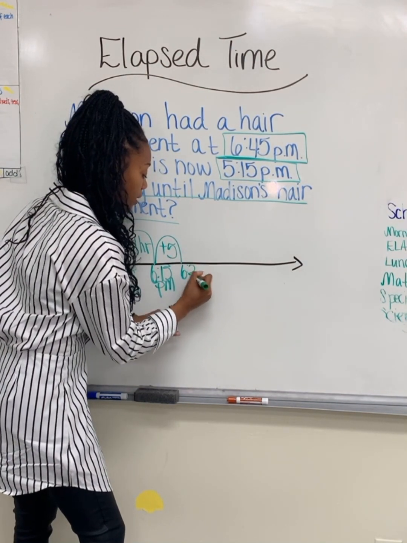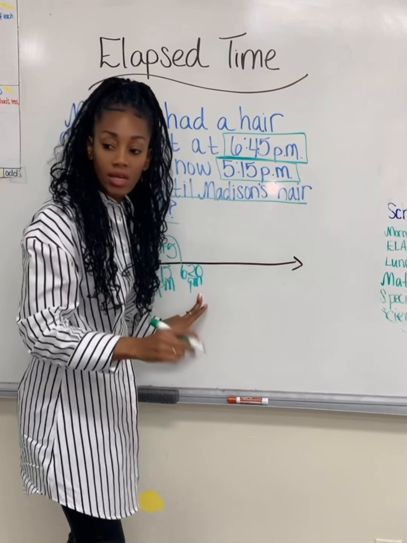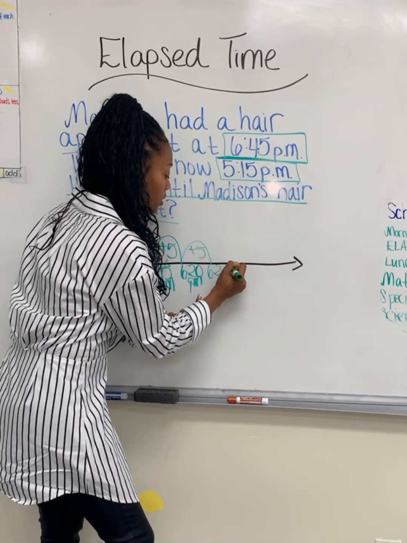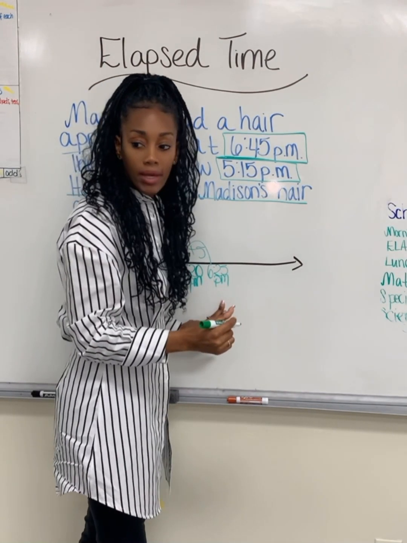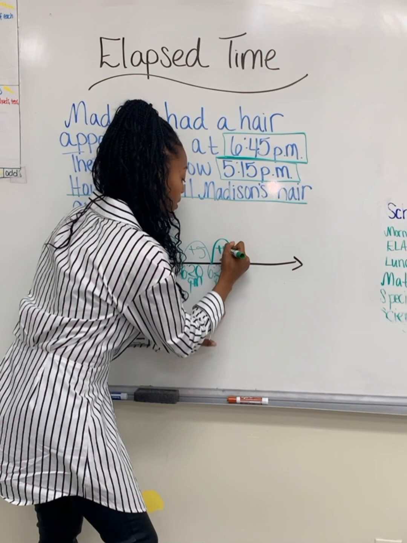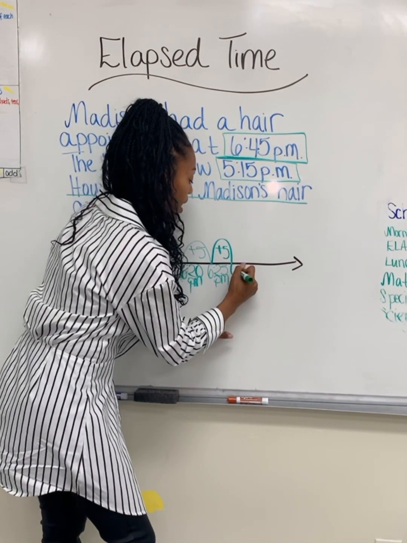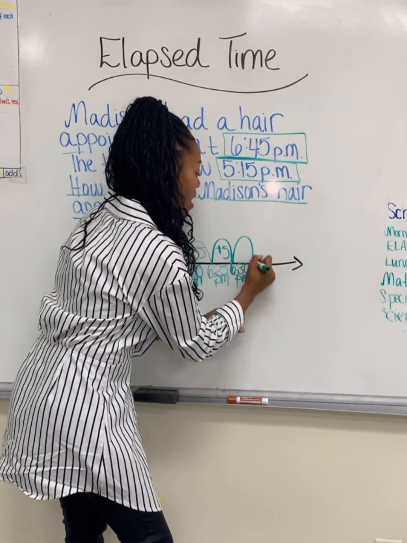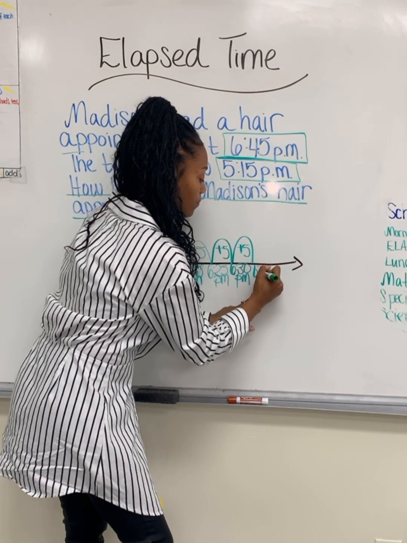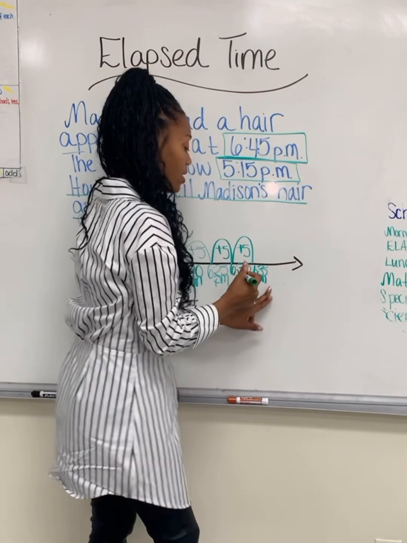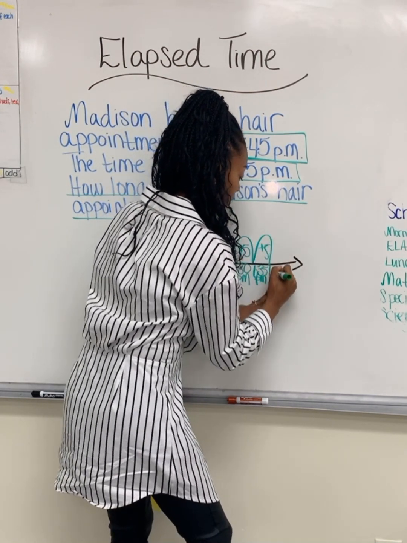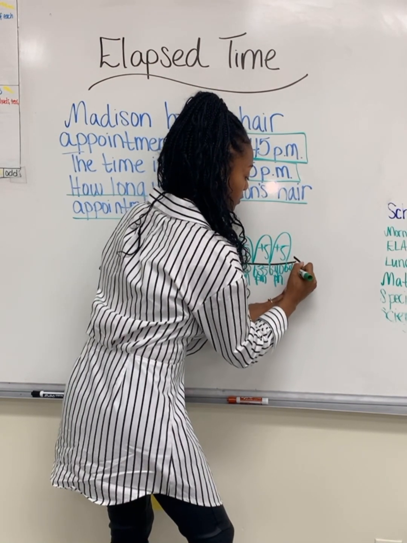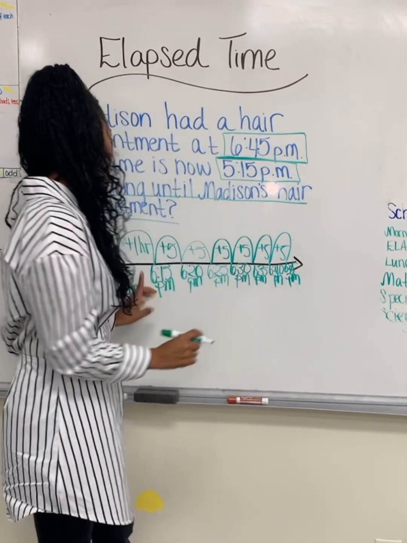6:20. Good. Now I'm at 6:20. 5 minutes from there is 6:25. Very good. Do I stop or keep going? Keep going. So I'll jump five again. What's that next? 6:30. Good. Do I stop or keep going? Keep going. So I'll jump five again. 6:35. If I jump five again, that's 6:40. And then I jump five again. 6:45. Very good. Now I have 1 hour.